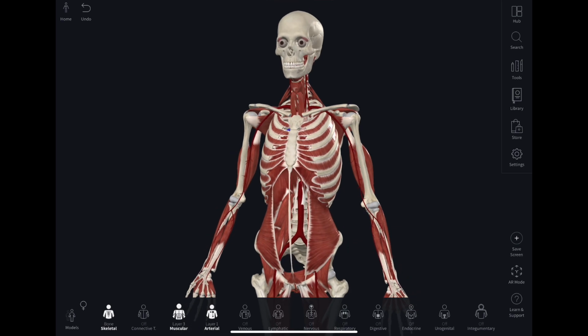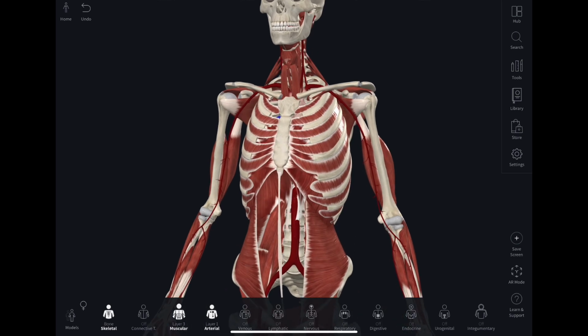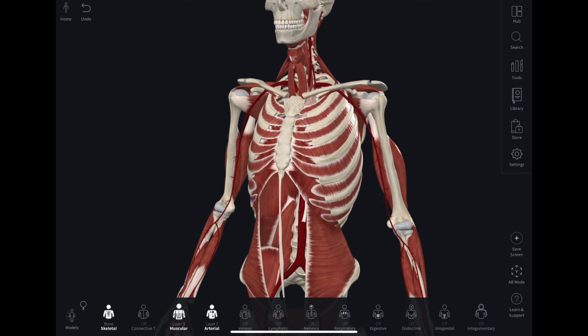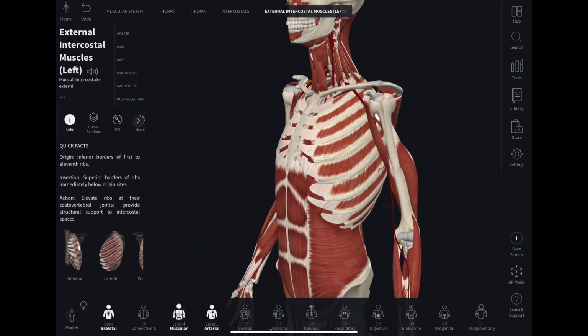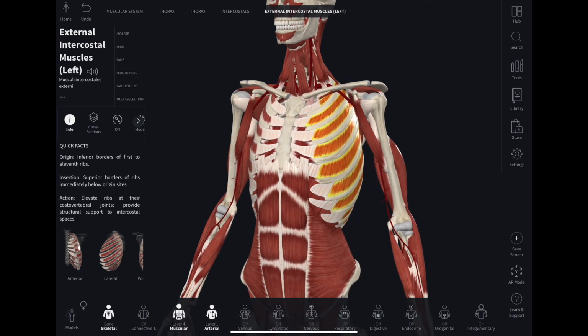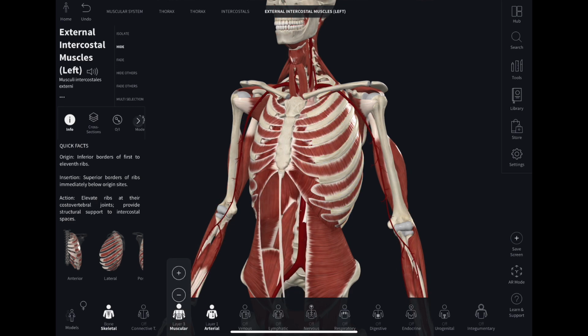The internal intercostal muscle is a muscle that depresses the ribs. We could see in this model right here, it would be this muscle, the internal intercostal muscle. This muscle depresses the ribs, which means that it runs downward or backward. And it is also located behind the external intercostal muscle, which would be this one right here. So the internal intercostal would be right behind that one.